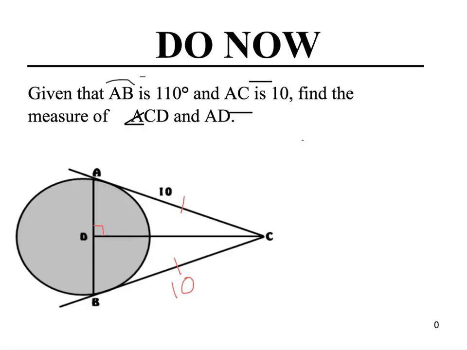We are told that arc AB is 110 degrees, so that's this arc right here. And this angle right here is an inscribed angle, and it intercepts that arc. Okay, so if I take 1/2 of 110, I end up with 55 degrees.